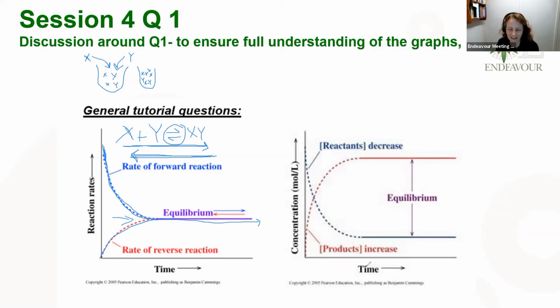Okay, and in this second diagram, it says concentration in moles per litre. That's the concentration of what is being created, of the products or the reactants. And it's again showing time along the x-axis. You can see here we've got the products. The concentration of the products is going to increase with time from the start, and the concentration of the reactants is going to decrease.